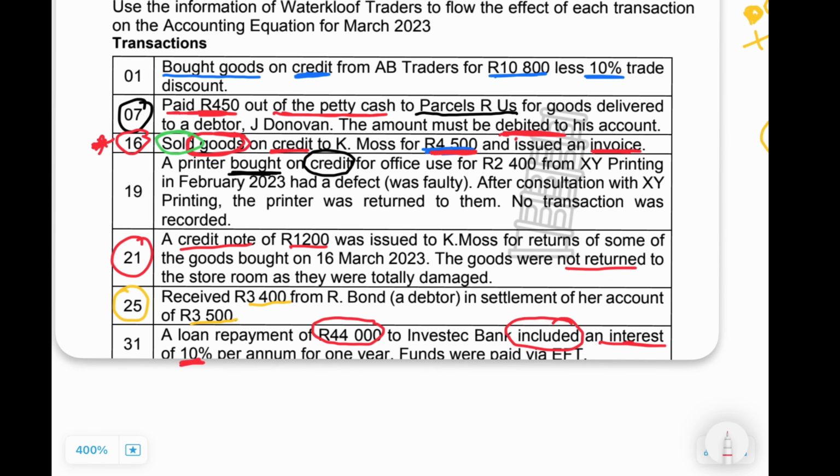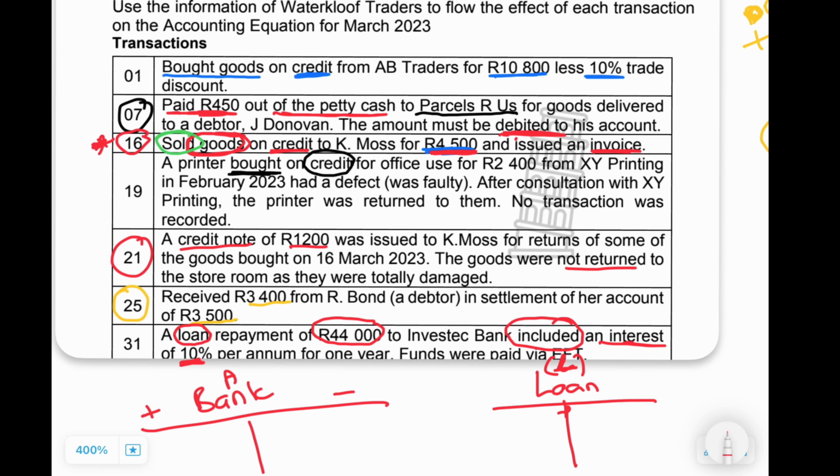EFT means we just paid from our bank. So already you know that bank will be one of the accounts affected. Bank is an asset, which increases on the debit side and decreases on the credit side. Another account affected will be loan. Loan is a liability account, because it's a debt of the business. All liabilities increase on the credit side and decrease on the debit side.